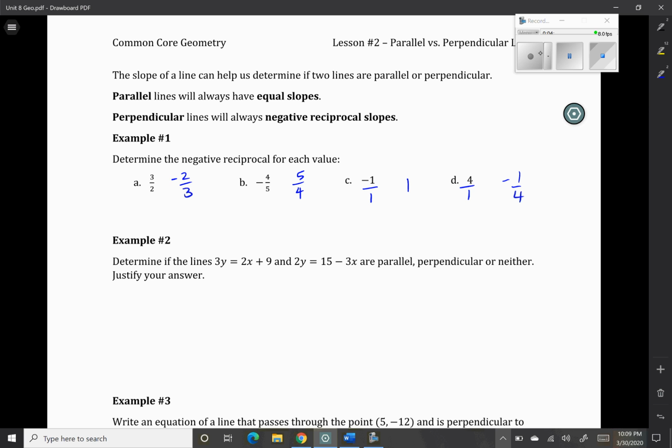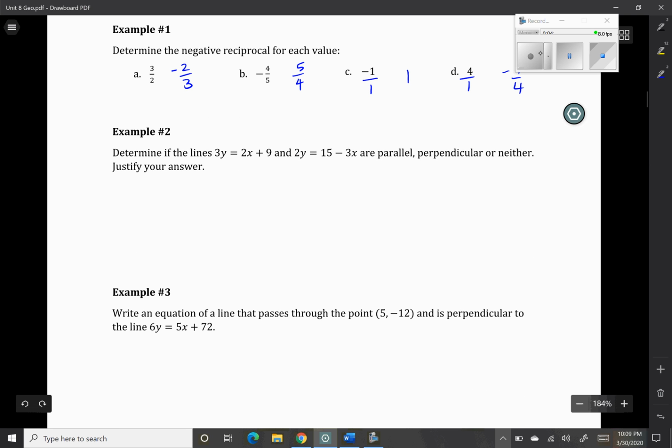So let's take a look at an example here. Number 2 says, determine if these 2 equations of a line are parallel, perpendicular, or neither. This is one of those questions that's on the Regents exam every single year. It's either a multiple choice question where they say which of the following are parallel or which of the following are perpendicular, or it's a show-your-work question like example 2 is, where I'm asking you, are these parallel, perpendicular, or neither, and to justify your answer.